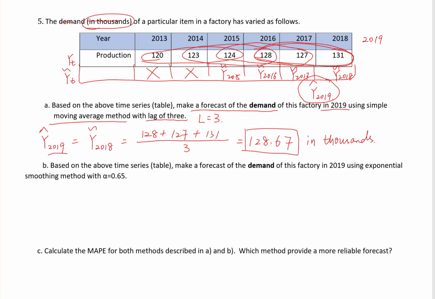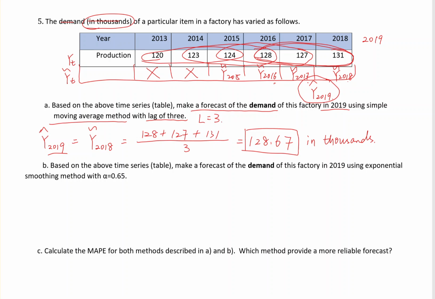Right, so actually for the simple moving average method, you do not need to calculate all of these estimated values first to make the prediction. You only need these three of them, right? Because L equals 3.